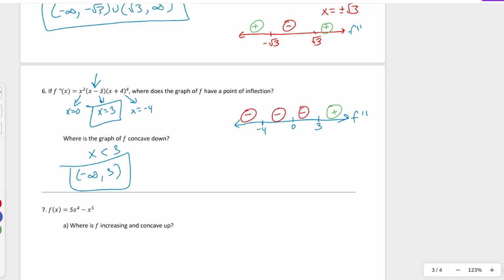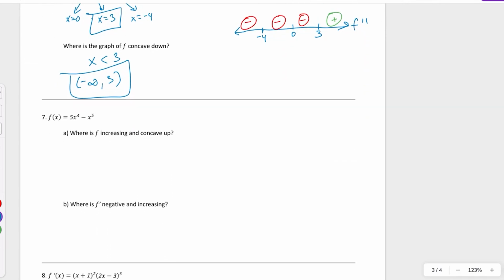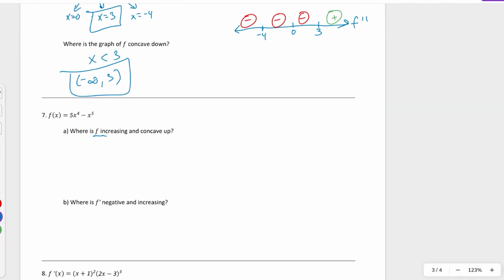Number 7 wants to know, where's this increasing and concave up? So not only do we need f prime to be positive, but we also need f double prime to be positive. So we're going to do that sign chart, not only for f prime, but also for f double prime. The follow-up question, since it's very similar here, wants to know when is f prime negative? Okay, so f prime negative means f prime is less than 0. Increasing means f double prime is positive. That's almost the same question as A. It's just the f prime's different.